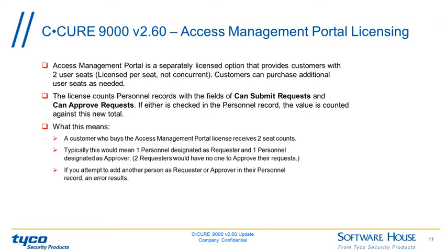So the way this is counted is on the Web and Email tab in Personnel, there are 2 fields called Can Submit Requests and Can Approve Requests. And the license counts the number of personnel records that have either one of these checked. So again, if you select both of them on one personnel record, that counts as 2 seats. So again, typically with the 2 seats that come with the license, you're going to have 1 person as a requester, 1 person as an approver.